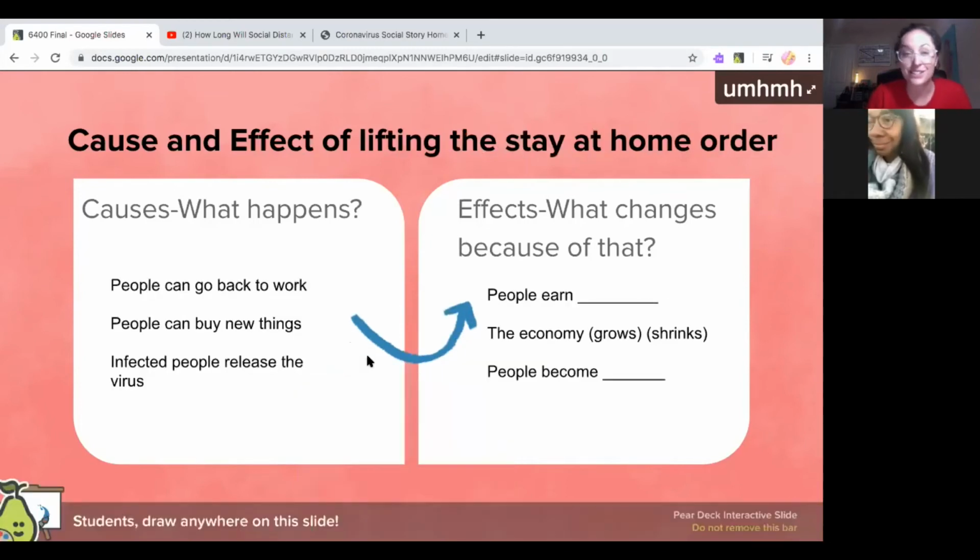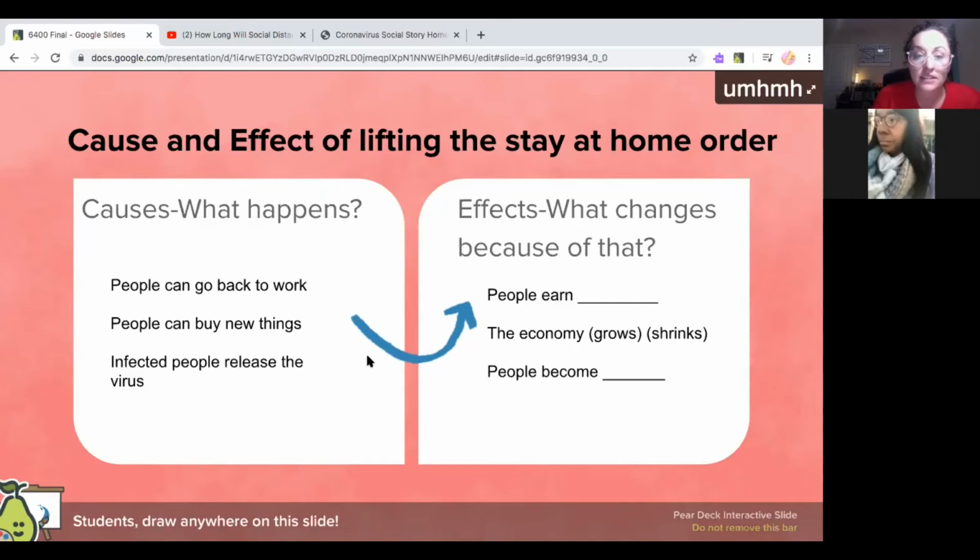Then I'm going to ask the students to fill this out. I'm going to say, what happens when people can go back to work? Well, there's a positive effect. People can earn money. And then they're going to circle, well, when people can buy new things, does the economy grow or does it shrink? We're going to say, yes, it grows, and that helps a lot of people, businesses.